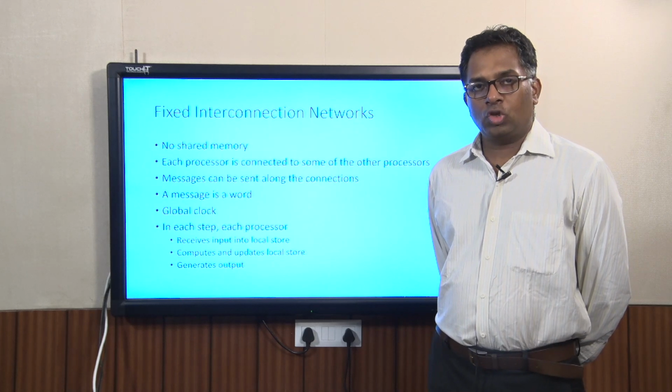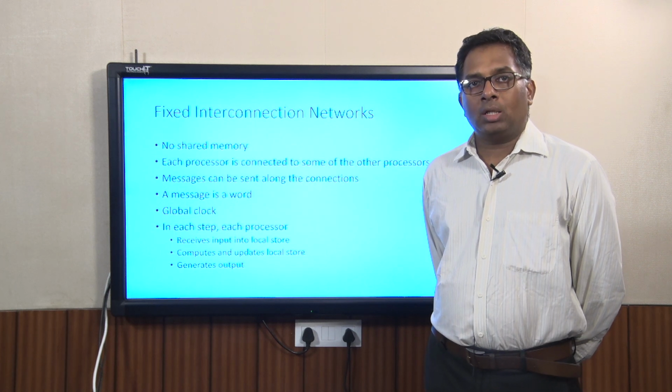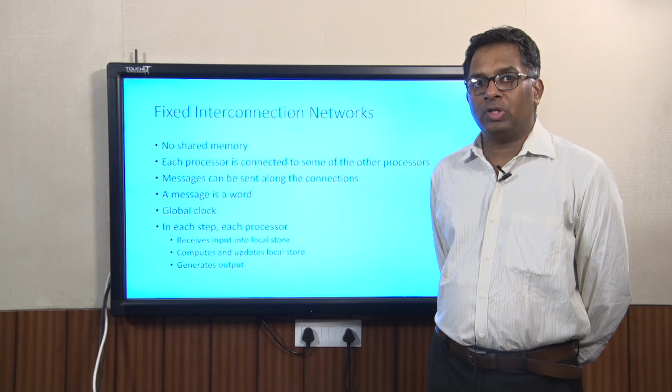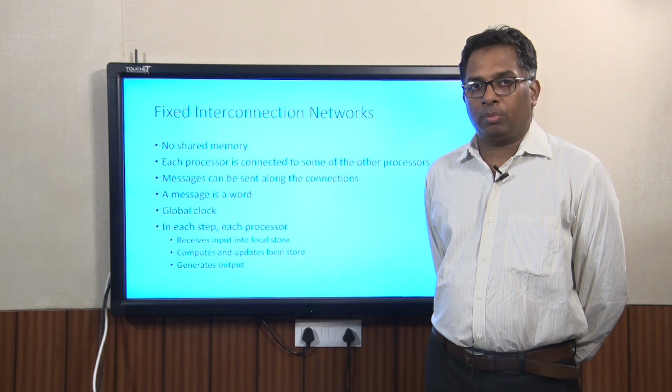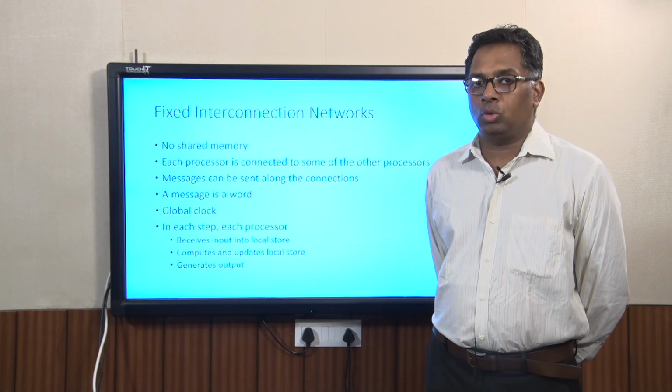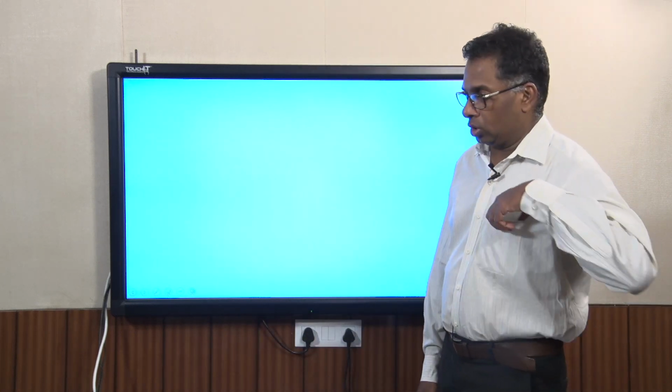In each step, each processor performs these substeps. In the first substep, the processor receives input into the local store. Along the connections, its neighbors would be sending messages to it. These messages would be received by the processor in the first substep, and these received messages could be stored in the local store. And then based on the messages received and the previous contents of its local store, it will perform some computations. This is what happens in the second substep. And finally, in the third substep, it generates output that has to be sent to its neighbors along the connections. So that is what a fixed interconnection network looks like.